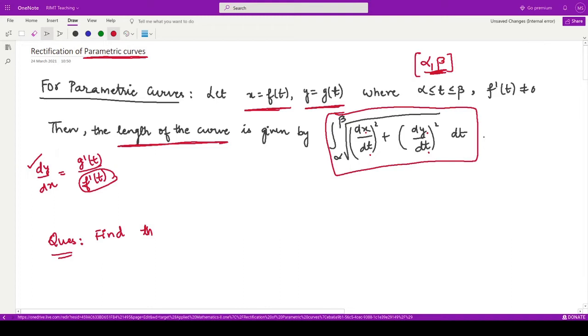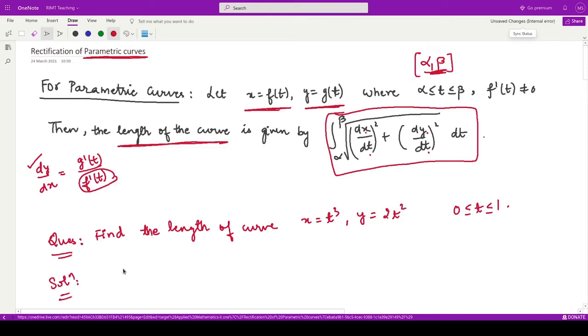So here the question is, find the length of the curve. The parametric curve that is given to us is x is equal to t cube and y is equal to 2t square, and t lies between the interval 0 to 1. So here we are to find what is the length of this curve. So here, what is the formula? The formula is, we have to take the integration from alpha to beta of the square root of dx by dt whole square plus dy by dt whole square, and integration is to be performed with respect to the parameter t.